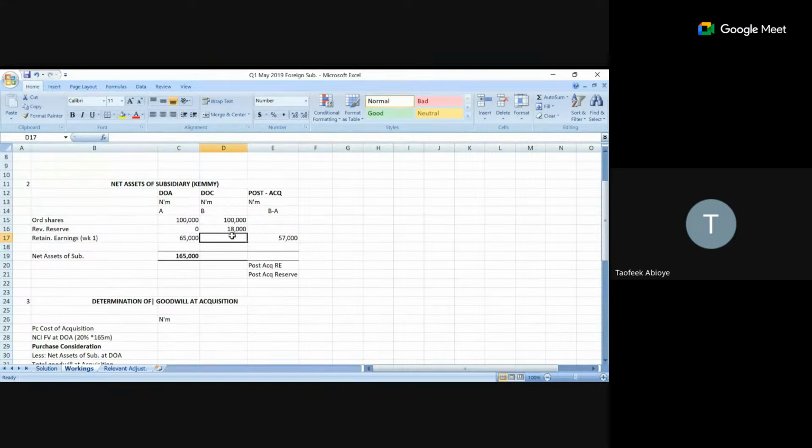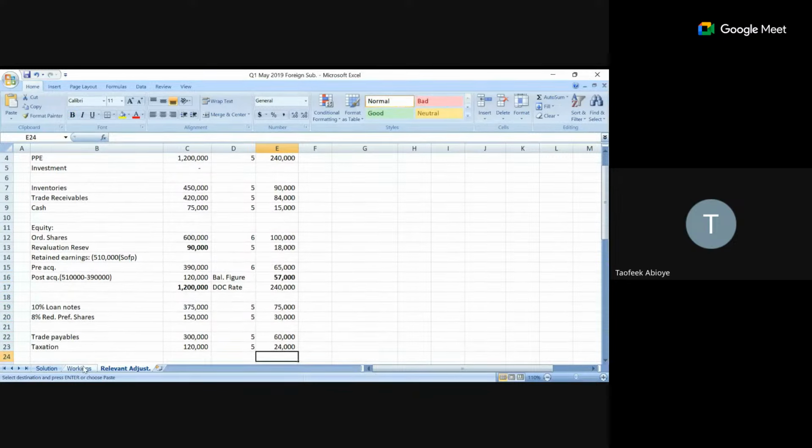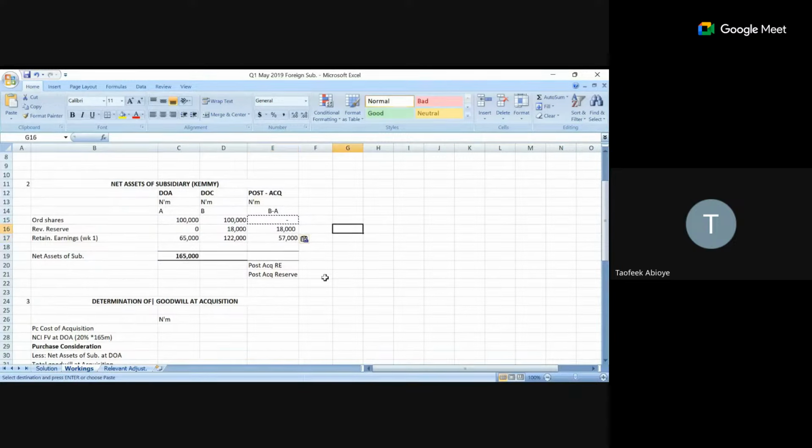So to get this DOC, even though we don't need it, we can do this plus this. Because if you remember, our post-acquisition is B minus A, right? B minus A will give us our post-acquisition profit. However, this post-acquisition, we have already calculated it. It is only in foreign subsidiary you will be calculating post-acquisition by yourself. The rest, we are the ones that will do B minus A here. Now, that is just by the way.